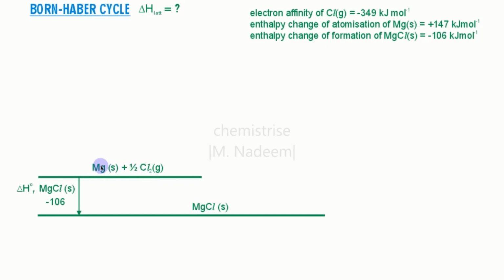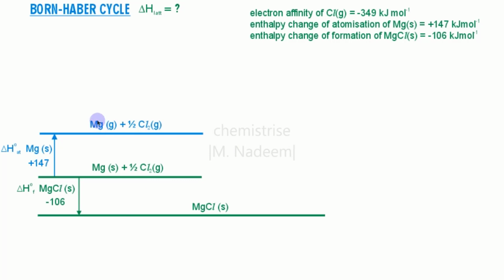Okay, now what we'll do, we'll convert the magnesium solid into the magnesium gas, and this is known as the enthalpy of atomization of Mg. So the enthalpy of atomization is given to us. What we have done is converted magnesium solid into magnesium gas, and you see in the data we got this value, the enthalpy change of atomization of Mg is 147. So this is atomization of Mg, and its value is given as 147.